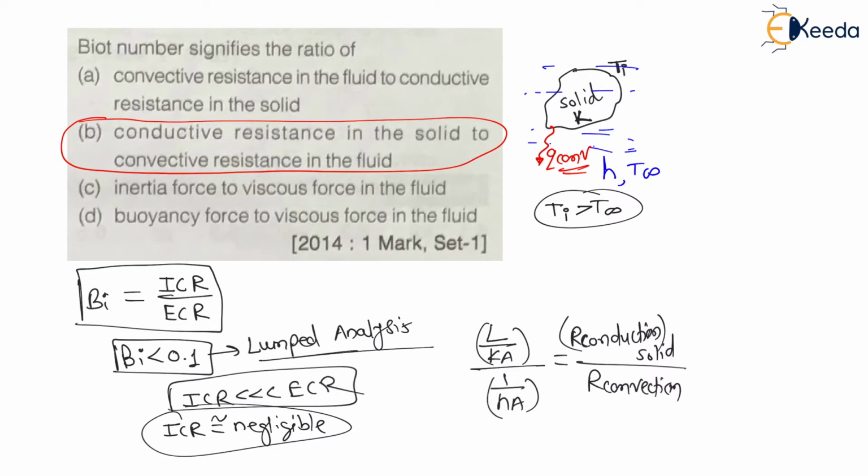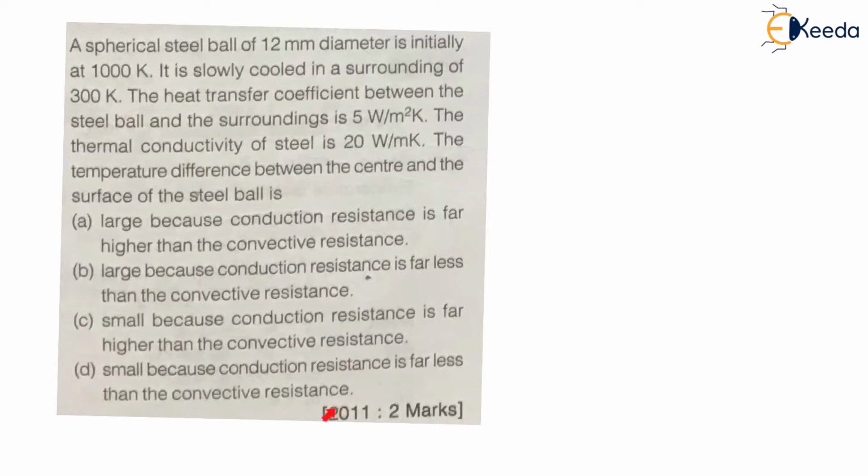Now, let us look at the second question. The second question, which was asked in GATE 2011 for 2 marks, is again based on the Biot number. So, let us understand the question. The question is: a spherical steel ball. Now, my dear students, they have given a spherical steel ball of 12 mm diameter. Let us draw the sphere. Let us say this is a spherical ball having diameter 12 mm. Therefore, diameter is equal to 12 × 10^-3 meter, right?